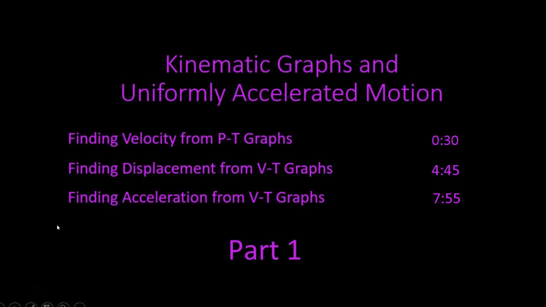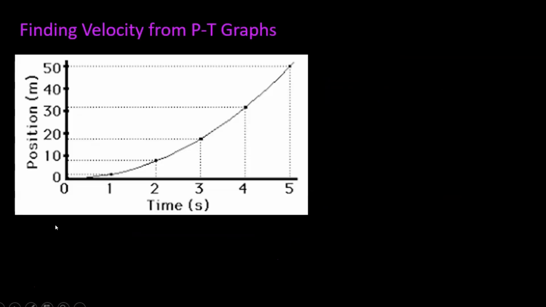In a previous unit, we learned how to do the first two topics for constant velocity motion. Now we're going to learn how to do them for uniformly accelerated motion. First, let's start with finding velocity from position time graph.